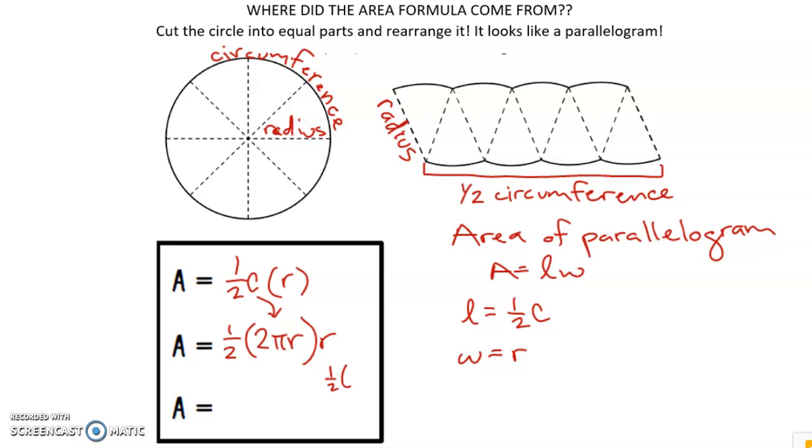1/2 times 2 equals 1. Okay, so then I have pi. R times r is the same as saying r squared. That is our formula for area of a circle: pi times the radius squared. And so we just looked at a little bit of background information of how that comes to be.